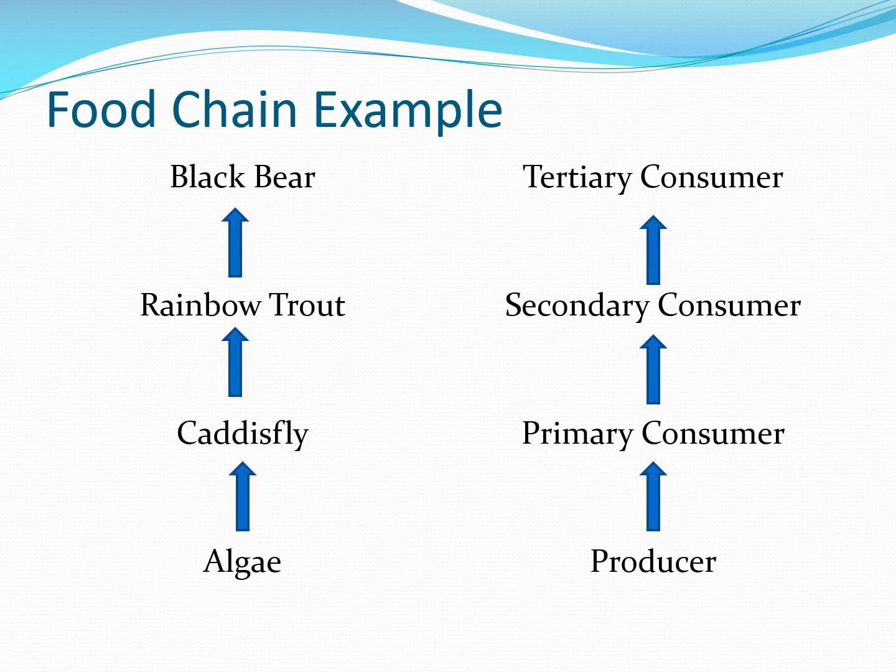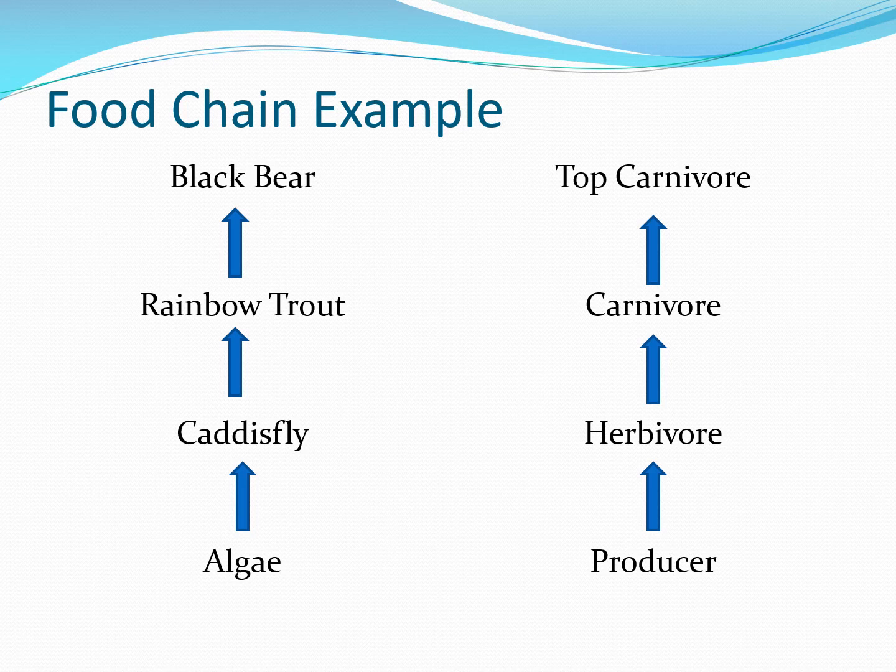Just another simple example. In this one, I used kind of more common terms. So a primary consumer is also known as an herbivore. I think vor means to eat. I think it's Latin, so to eat plants. And carne, as in carne asada, right, to eat meat, and then the top carnivore. The same concept, just different terms.